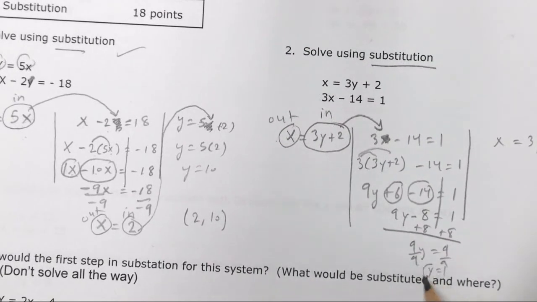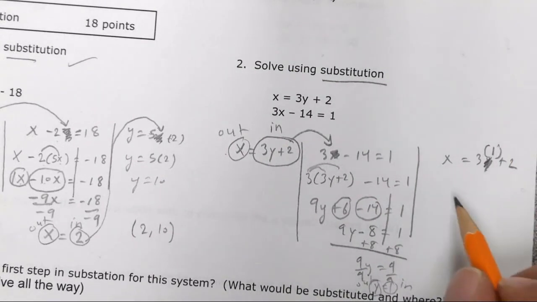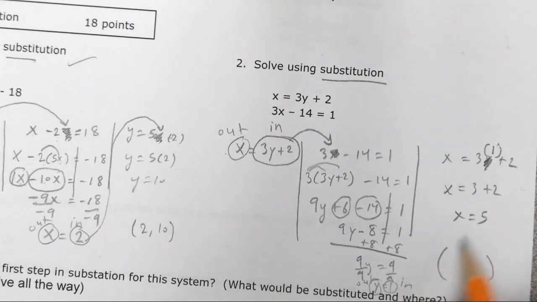So we take the y out, put the 1 in. Here's the letter y. We're going to take it out. Put a 1 right there in parentheses because there's a 3 in front of it. And x becomes 3 plus 2, which is 5. And again, it doesn't make a difference which one we solve first. We always want to put the x value here, the y value here. X is 5, y is 1.